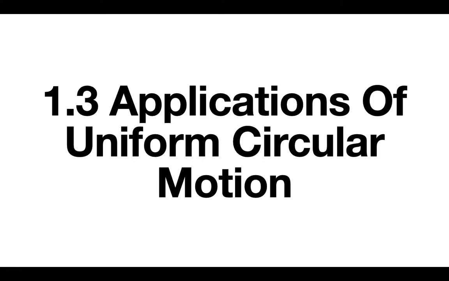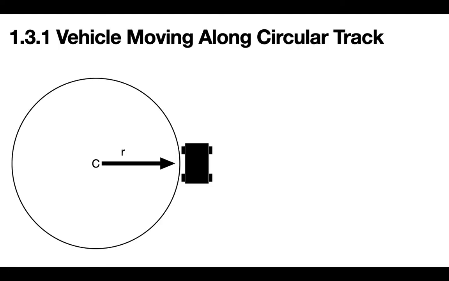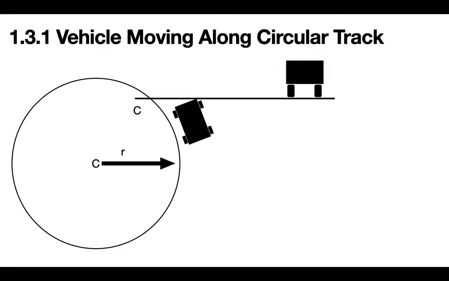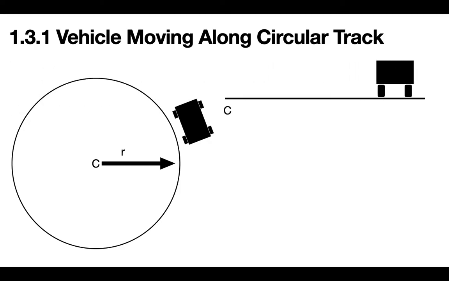Now let's look at applications of uniform circular motion. A vehicle moving along a circular track. So this is a vehicle which is moving along a circular track having radius r and center C. If you look from the plane in which the vehicle is moving, you can see center C and the vehicle at the edge at the radius r.